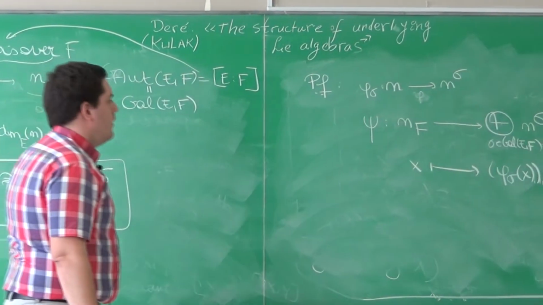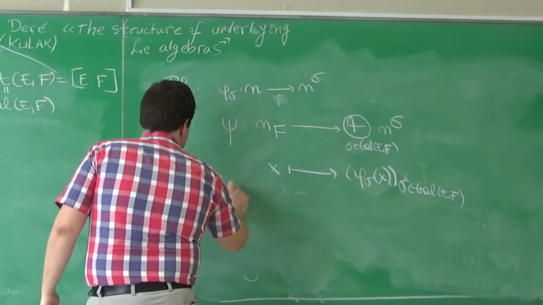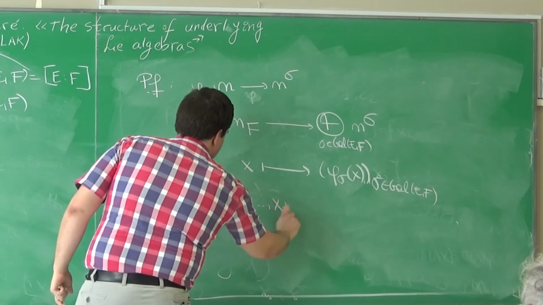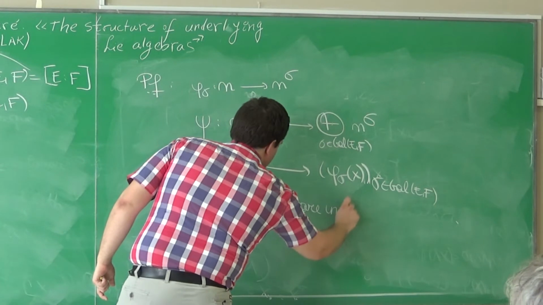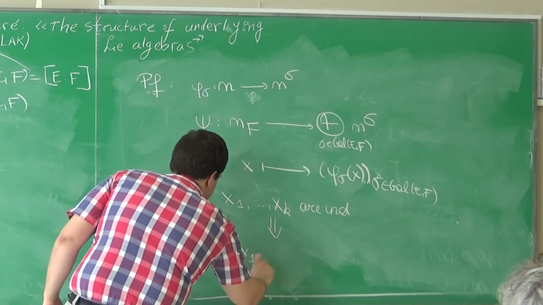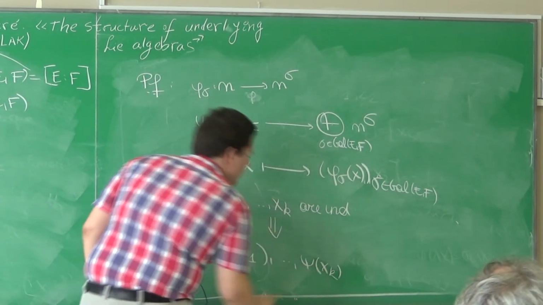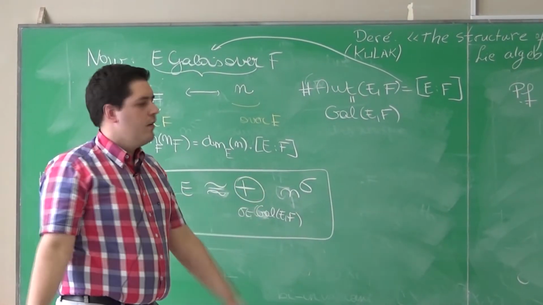And then what you can show for this map is that if you have elements x1 till xk which are linearly independent, then their images will also be linearly independent. So that's a direct sum of Lie algebras, of ideals. I'm sorry? It's a direct sum of Lie algebras. Yes. Ideals. Yeah, they're all ideals.